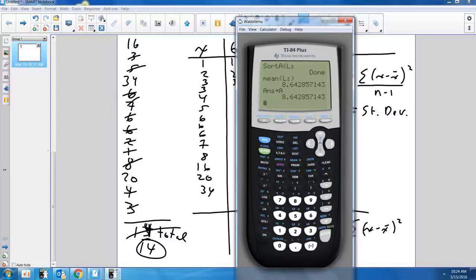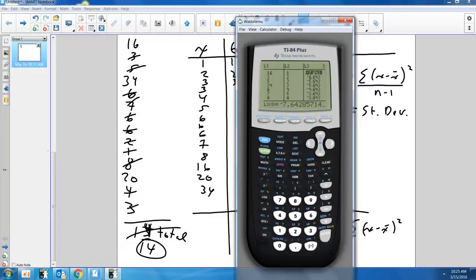All right, so I now have my mean, which is in my A, and I'm going to use that back in my table. Stat edit, go back to L3, up on that L3, hit enter, and what do I want to do? I want to take my L2 minus the mean, minus A. So that's exactly what I'm going to type in here. L2 minus, and then I go back and get that letter, green math, which is A, and when you do that, it's going to give you the deviations from the mean.